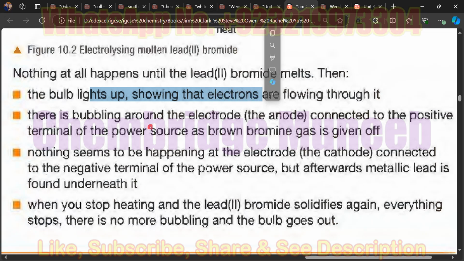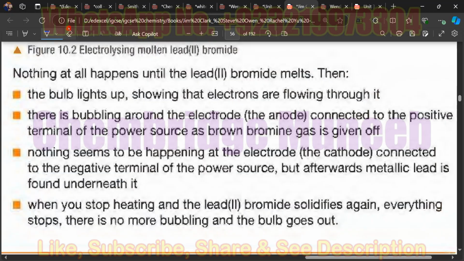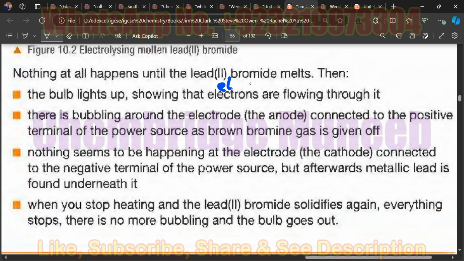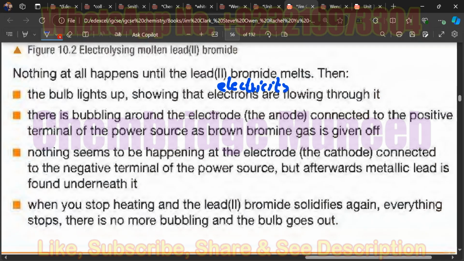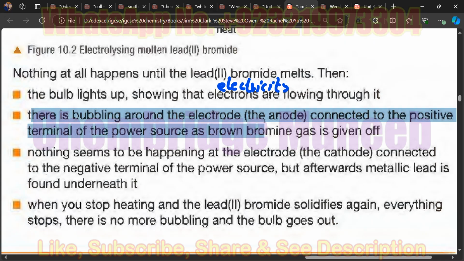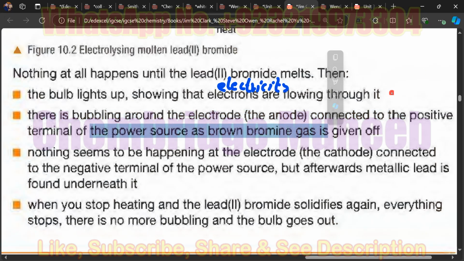The lights up, showing the electrons are flowing through it. The flow of electrons means electricity, right? Yes. Flowing electrons means electricity here. That electricity is flowing through the circuit. And then next, there is bubbling around the electrode, the anode, connected to the positive terminal of the power source. As shown, bromine gas is given off.